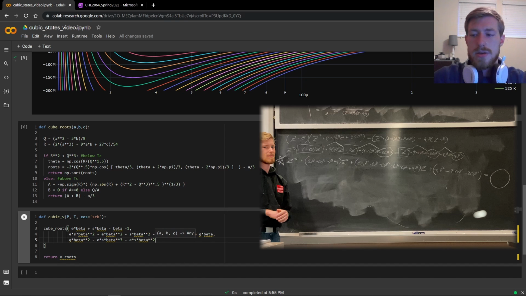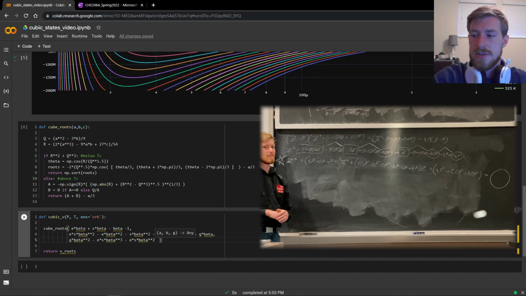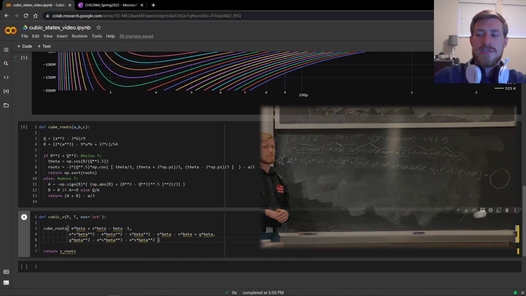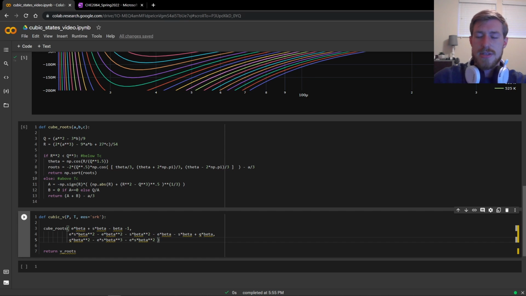So scoot over our parentheses so that it closes nice and neatly. And you can see right here we have our equation of state in terms of the compressibility factor z in our cubic roots equation, which should hopefully spit out the 3 values of z which are equal to 0, or in other words, are the roots of our equation. Now, obviously, you see a bunch of red lines because all this stuff isn't defined.